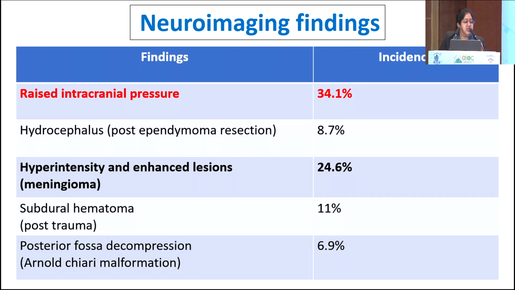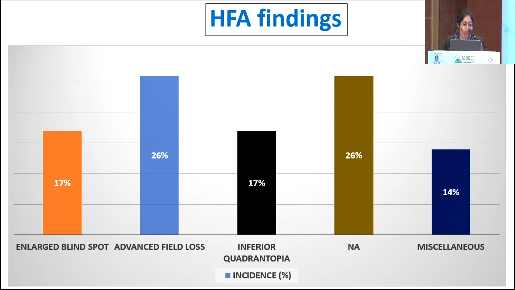The neuroimaging was also performed. MRI brain and orbit with contrast, along with MR venogram with contrast, was done wherever needed. Raised intracranial pressure was the most common finding, followed by hyperintense and enhancing lesions in meningioma. We also performed HFA 24-2, where advanced field loss was the most common finding, followed by enlarged blind spot and inferior quadrantanopia. In some patients, due to poor vision, the fields could not be obtained, which was 26% of the patients.